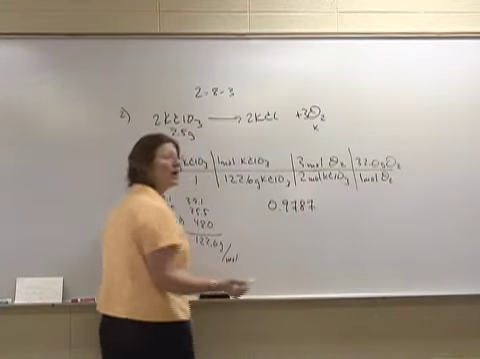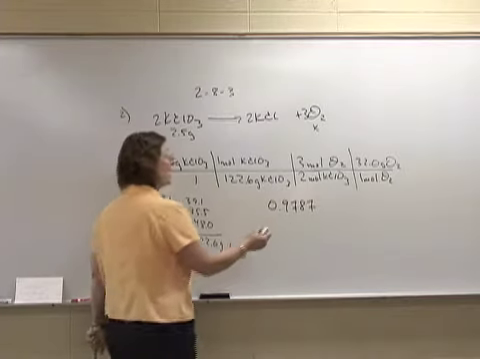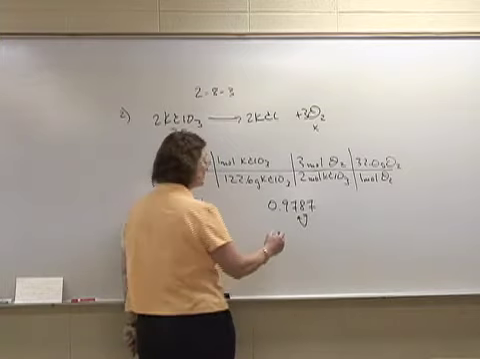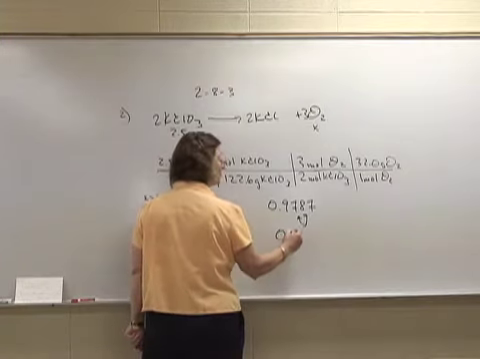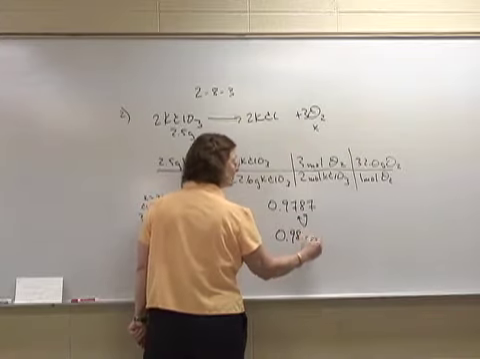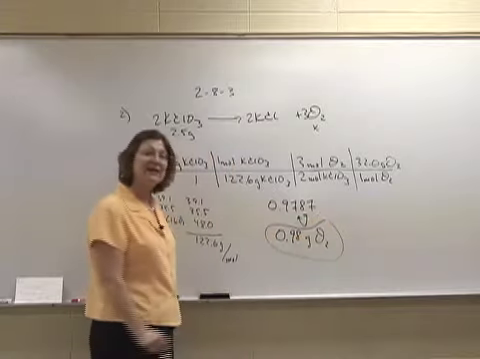And the number here is 0.9787. I go back to my original problem and I want 2 significant digits. I look at the 3rd digit to determine if I round up or not. And therefore my answer is 0.98 grams of oxygen. That's my final answer.